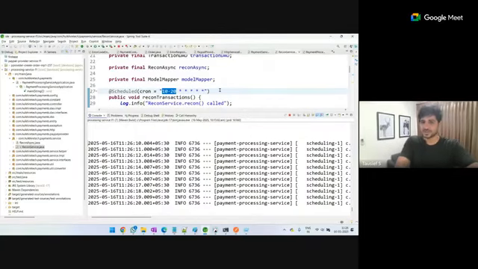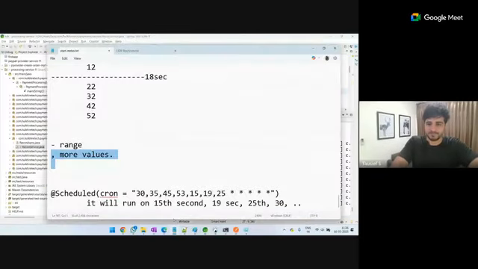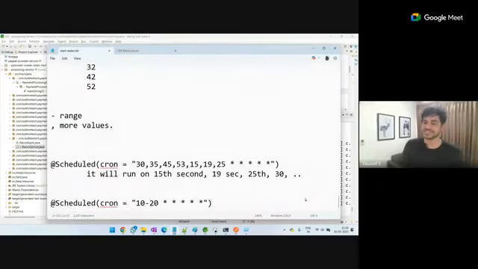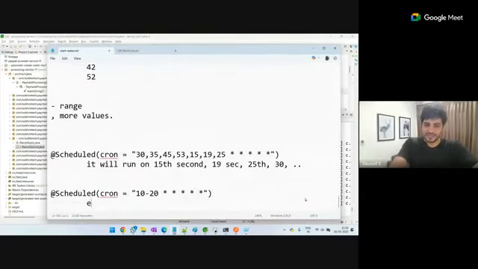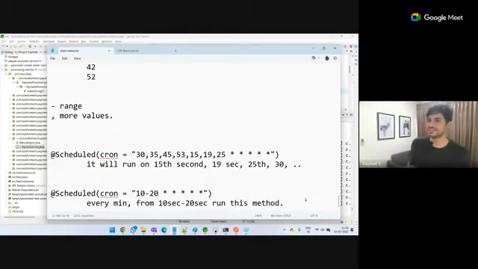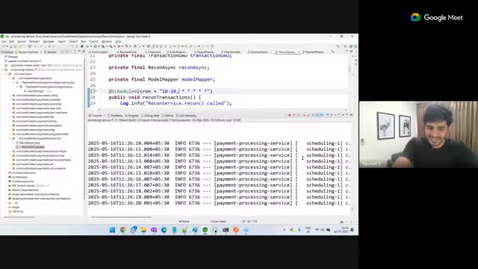So range-based can also be there. Let me put this example in our notepad. So copy this. And here range-based. It means every minute from 10 seconds to 20 seconds, run this method. This is what it is. You can put a combination also, 10 to 20, and after that you can say comma 30 comma 35 to 39. You can put like this, a mixture also, it is all possible.